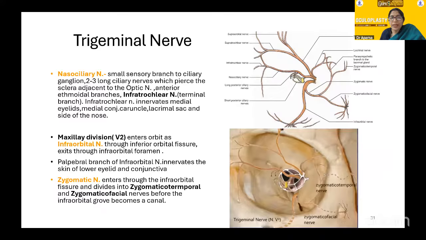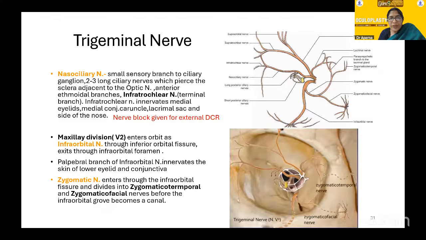Next is the nasociliary nerve. It gives a small sensory branch to the ciliary ganglion, and 2 to 3 long ciliary nerves which pierce the sclera adjacent to the optic nerve. And it gives off the infratrochlear nerve, which is the terminal branch. The infratrochlear nerve innervates medial eyelids, medial conjunctival caruncle, and lacrimal sac. And it is also blocked during external DCR procedure.